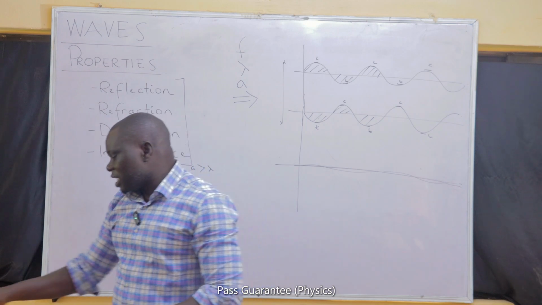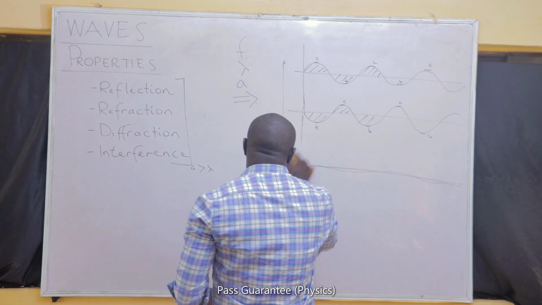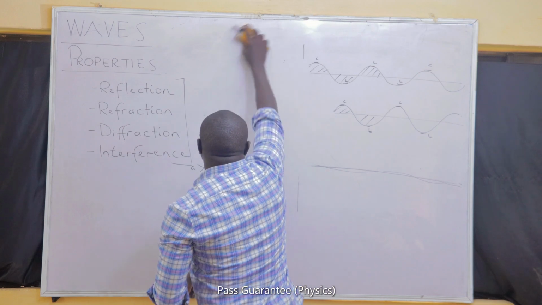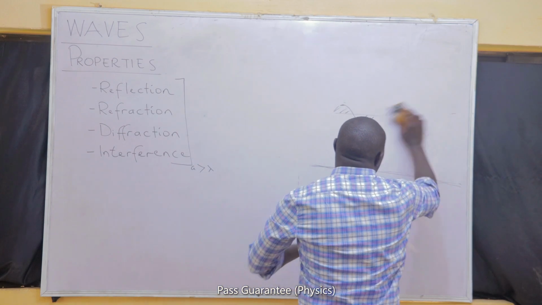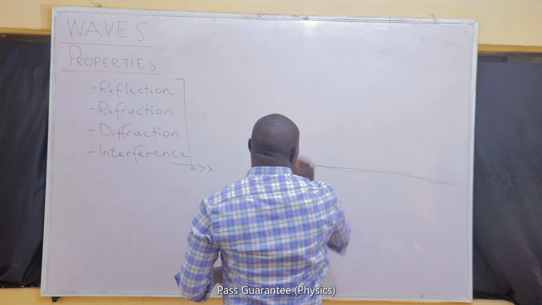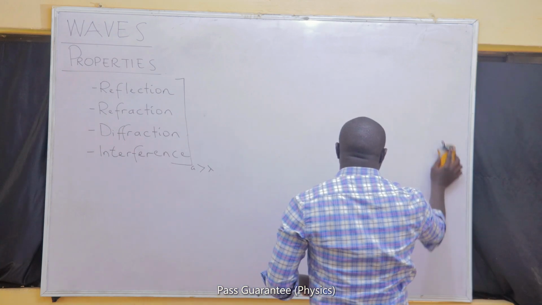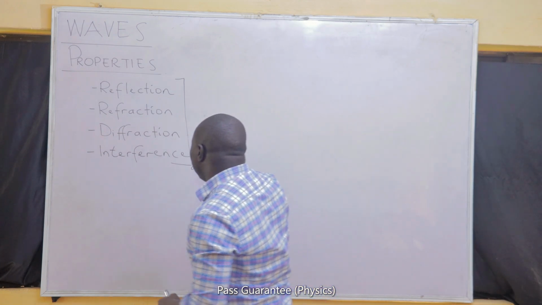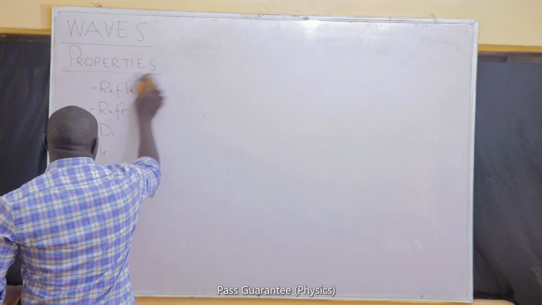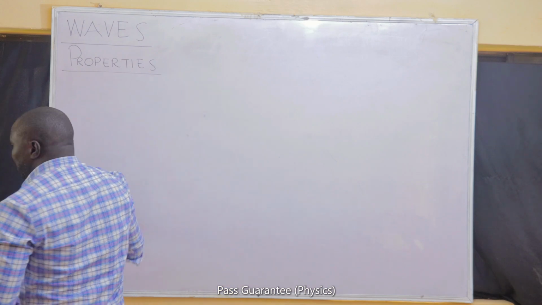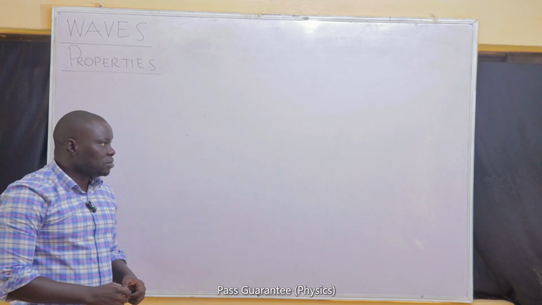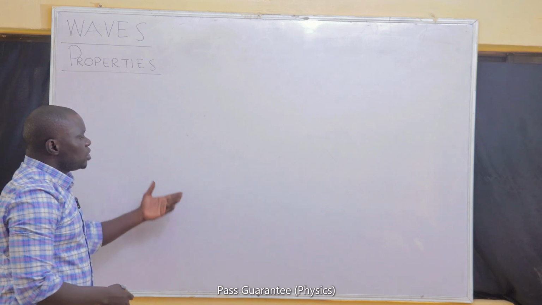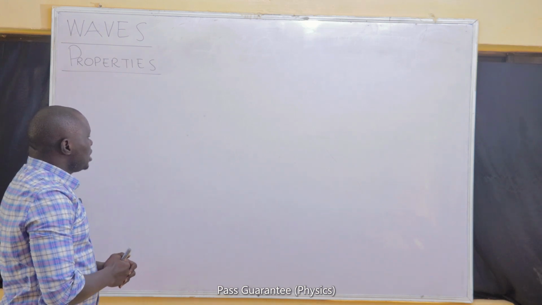Then we'll look at the last property of a wave, which is polarization. Like I said, polarization is an effect. Polarization is a property that is exclusive to only transverse waves. It is only transverse waves that can be polarized. All other waves cannot be polarized. Light is a transverse wave, it can be polarized. Water is a transverse wave, it can be polarized. A wave on a rope is a transverse wave and it can be polarized.